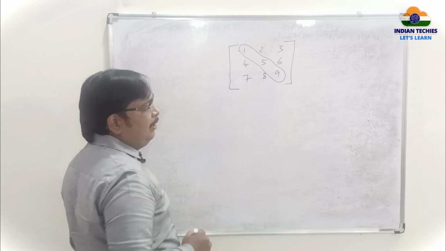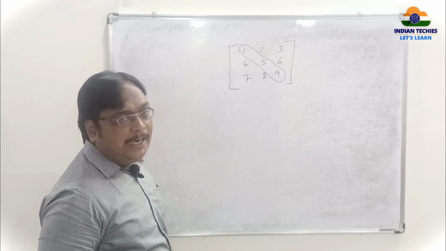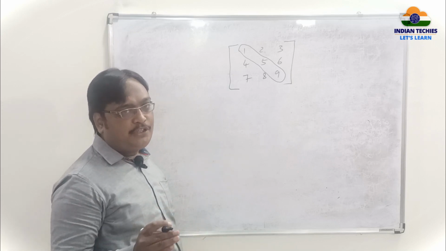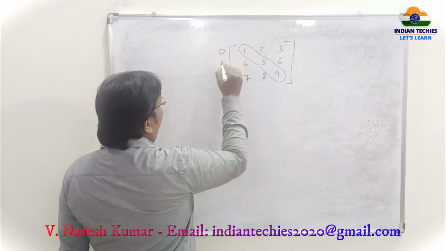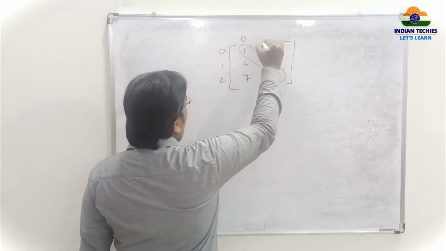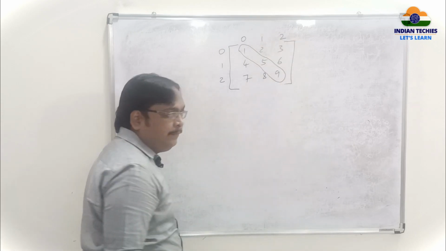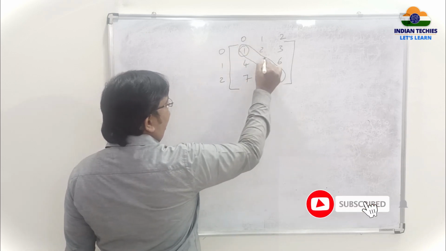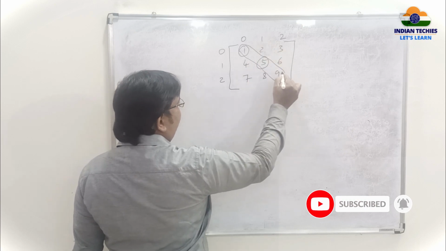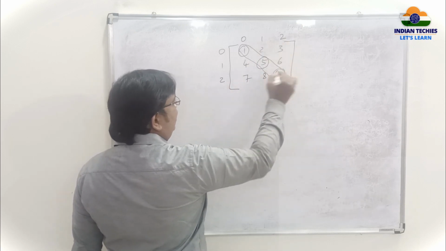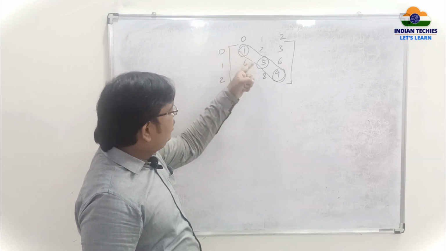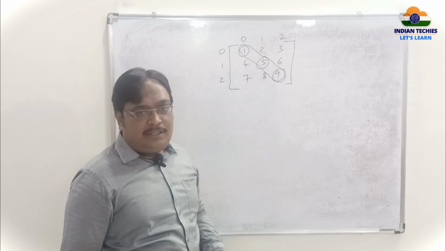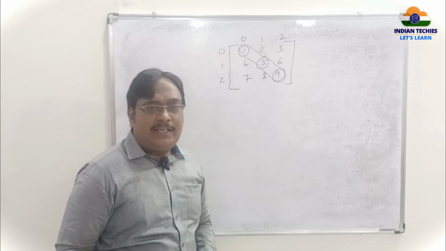Technically, you can identify diagonal elements by the row number and column number. That is, the row position and column position are the same. For example, 0th row, first row, second row, and 0th column, first column, and second column. This element is at 0th row and 0th column. This element is at first row and first column. This element is at second row, second column. If you add all these elements, that is 1 plus 5 is 6, 6 plus 9 is 15.